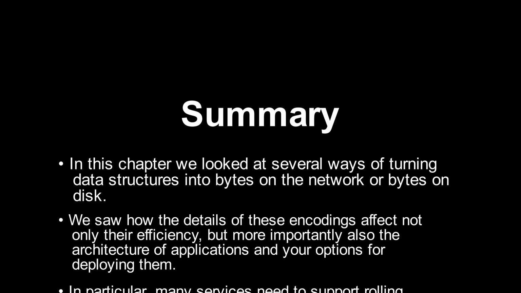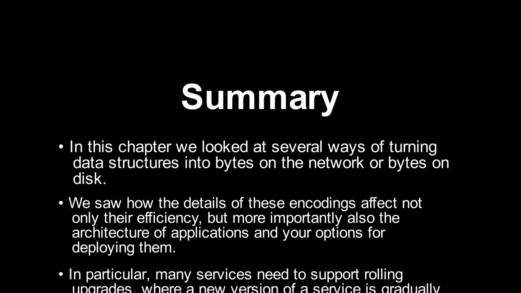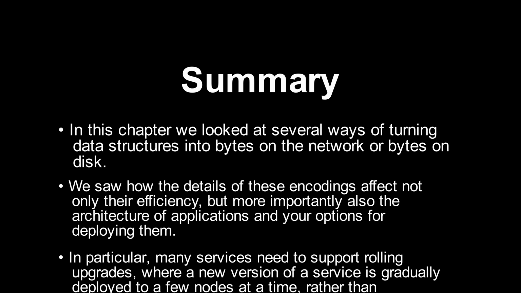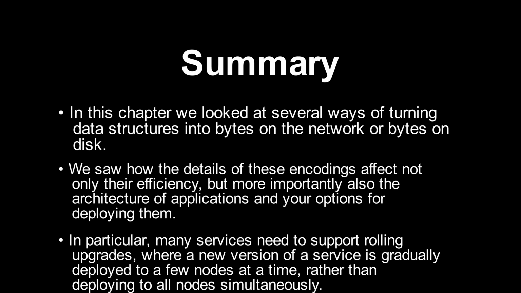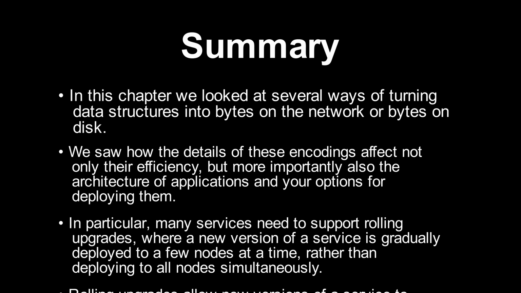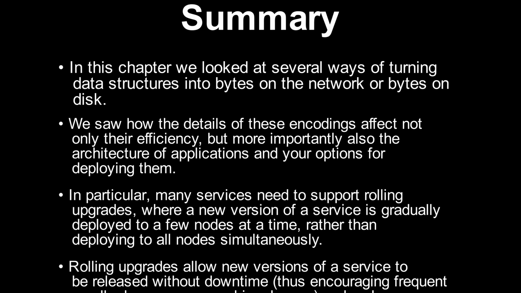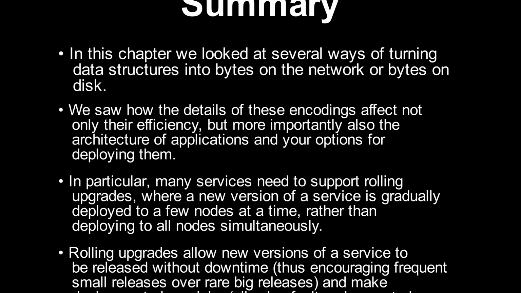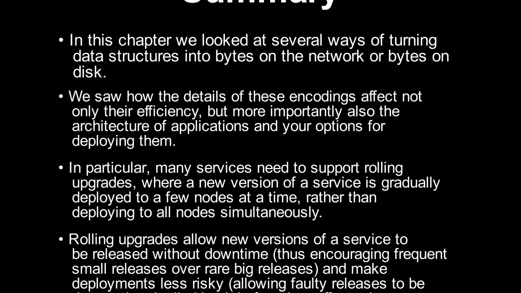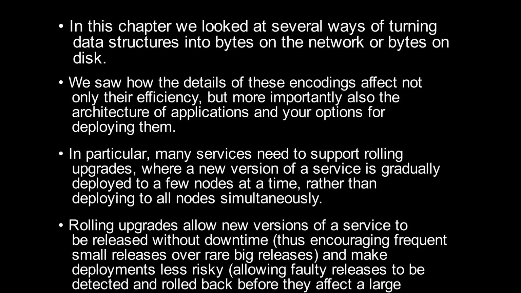Summary. In this chapter we looked at several ways of turning data structures into bytes on the network or bytes on disk. We saw how the details of these encodings affect not only their efficiency, but more importantly also the architecture of applications and your options for deploying them. In particular, many services need to support rolling upgrades, where a new version of a service is gradually deployed to a few nodes at a time, rather than deploying to all nodes simultaneously.